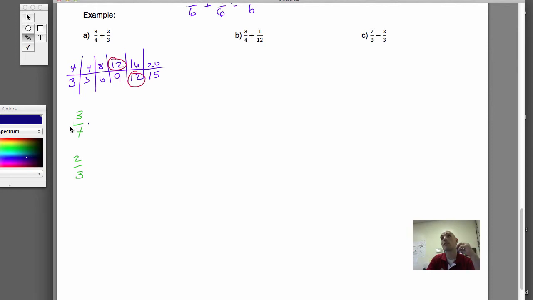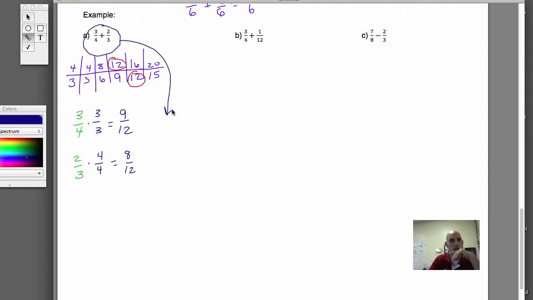So if I'm going to convert fourths to twelfths, I need to multiply by 3 over 3. So it's going to give me 9 over 12. And 2/3 is going to become twelfths, so I need to multiply by 4 on bottom and also 4 on top. That would give me 8 over 12. And you see, if I rewrite this expression to be 9/12 plus 8/12, that's going to give me 17/12, or 1 and 5/12. See how that goes?